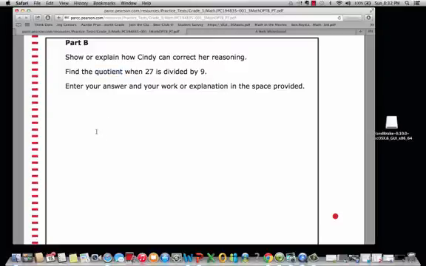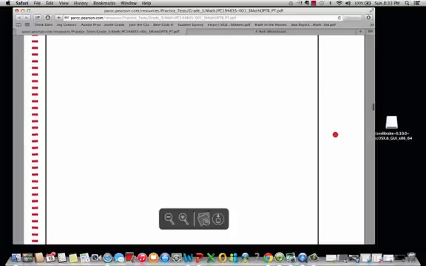So you could have drawn 27 circles and divided them into 9 groups. You could have done long division as a fact, however you wanted to do this. Someone wrote all the 9's multiplication facts, and while that was an explanation of your thinking, it doesn't match an explanation of how to find the quotient when 27 is divided by 9. So make sure you're answering the question exactly as they ask it.